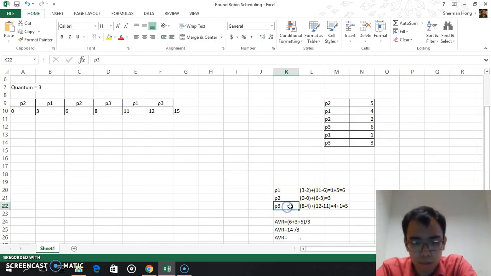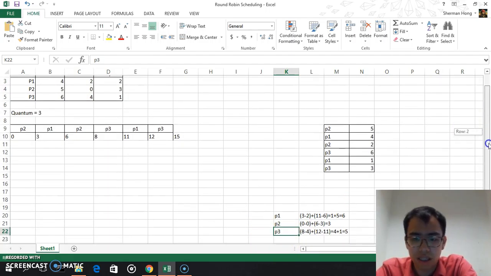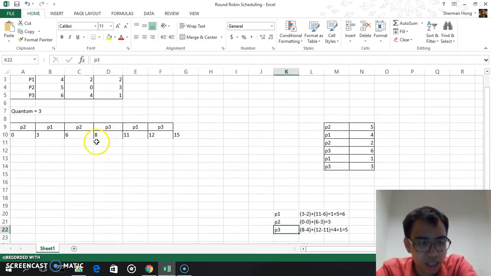And after that you move on to P3. For P3, it's the same thing also. Look at the first one. For P3, the starting point is 8, and the arrival time is 4. So 8 minus 4 plus 12.